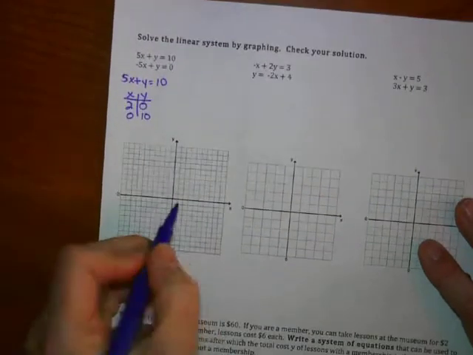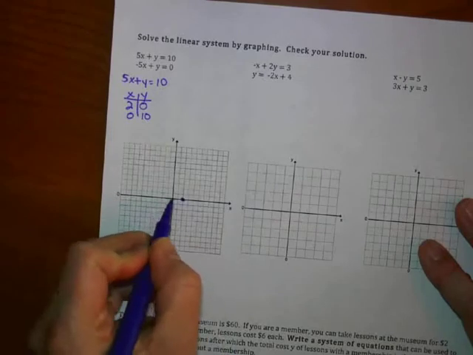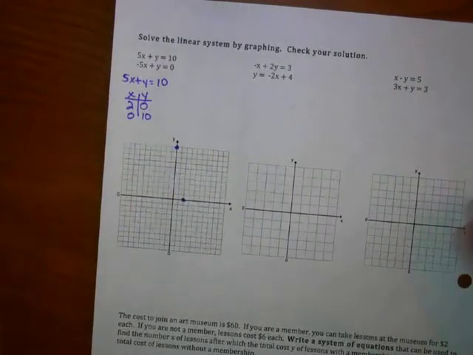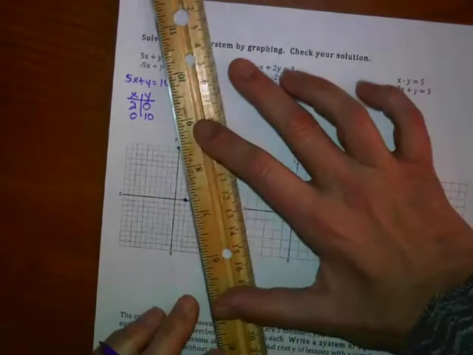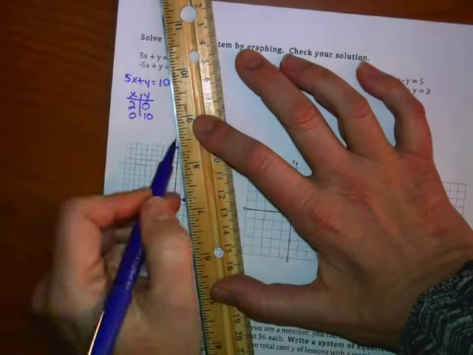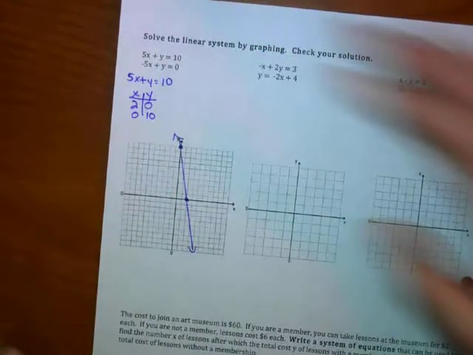So I'm going to plot those 2 points. Over 2, up 0 is right here. Over 0, up 10 is right here. And I'm going to connect them with as straight a line as possible right through the center of the points that you drew. Okay, there's the first line.